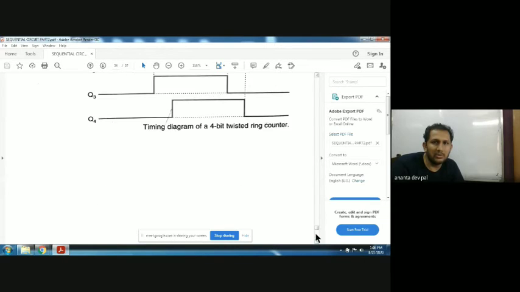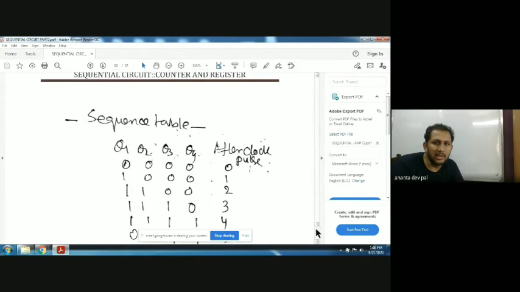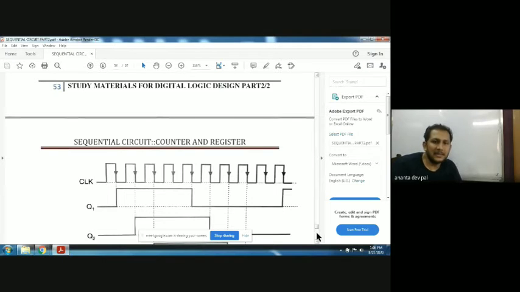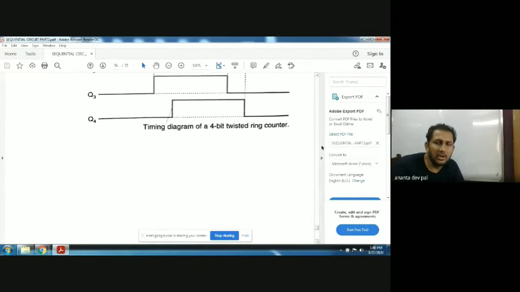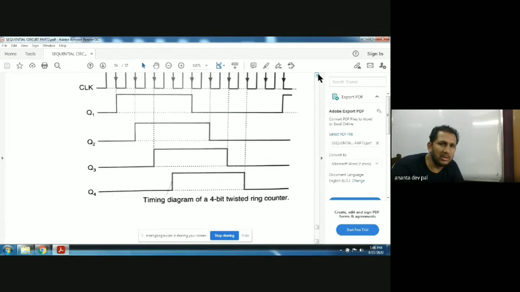I can draw the diagram also. So this one is a simple concept. This sequence table is very useful to know the timing diagram. The clock input is there, initially 0 0 0 0, and according to time it changes: 1 0 0 0, then 1 1 0 0, then 1 1 1 0, then 1 1 1 1, again back to 0 0 0 0. The 0 is moved in here, 0 1 1 1, then 0 0 1 1, then 0 0 0 1, and again it moves this way like a ring counter.